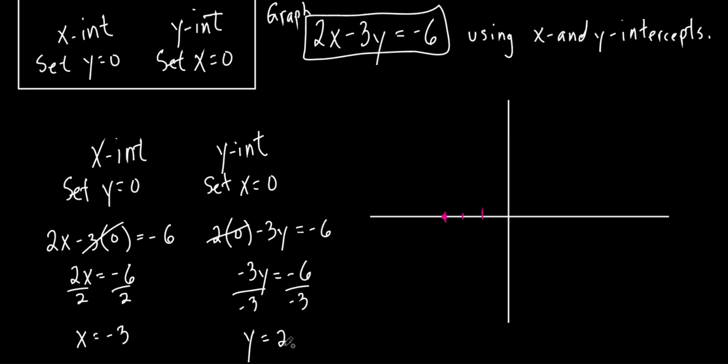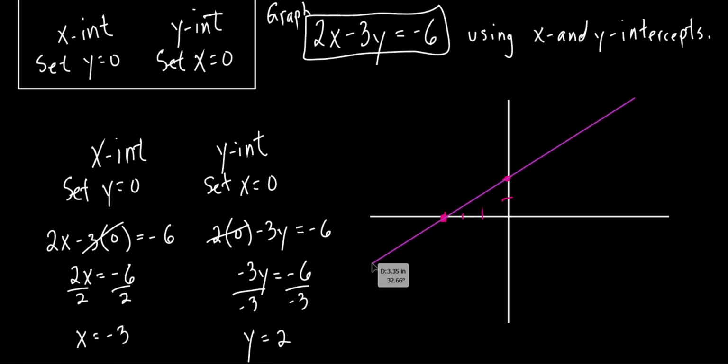What's this one tell you? That's the what? It's the y-intercept. Where is it? 1, 2. Right there. So I got a point here, and I got a point here. What do I do to get the graph? Just connect them. You got it.